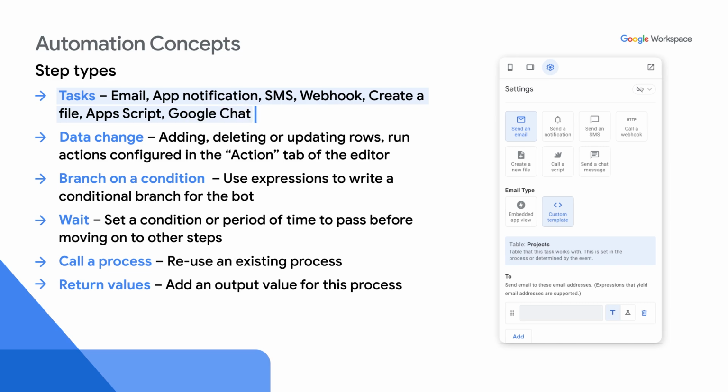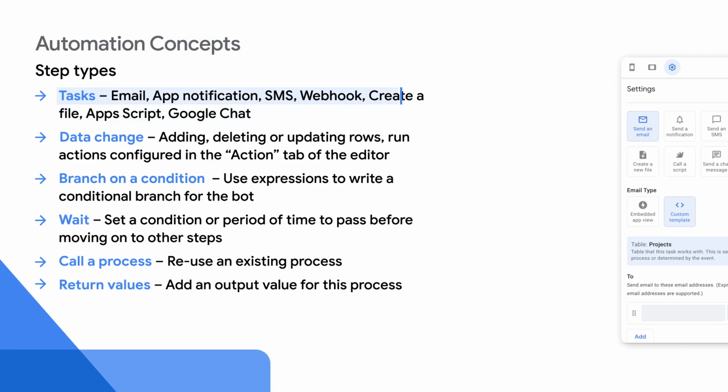One of the most common step types are tasks. These are used to send notifications or call scripts. They're useful for notifying users that something has been updated or something has happened. Or you can also use a task to create a file based on data in your process.